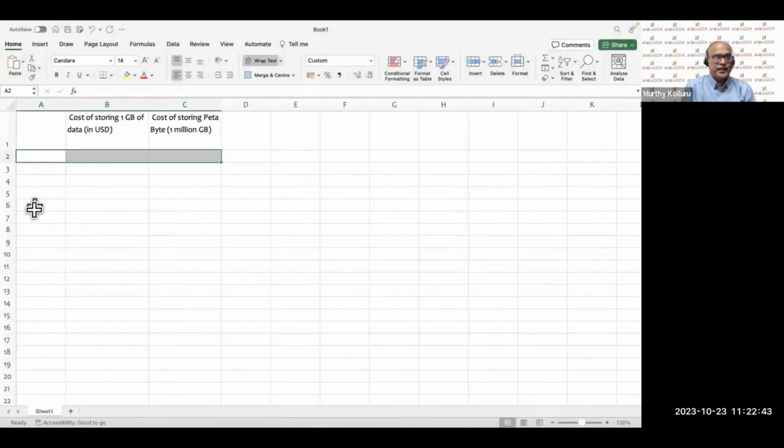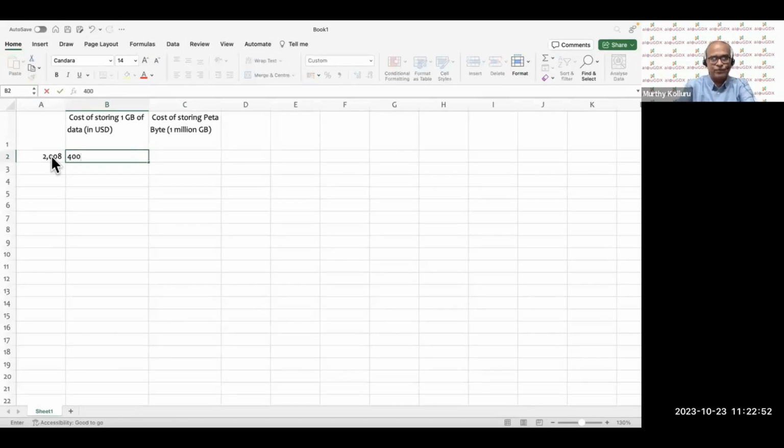So in 2008, the cost of storing 1 gigabyte of data in US dollars was $400. Now, a medium-sized company every year generates roughly a petabyte of data. What is a petabyte? 1,000 gigabytes is 1 terabyte, 1,000 terabytes is 1 petabyte. So a million gigabytes is 1 petabyte.